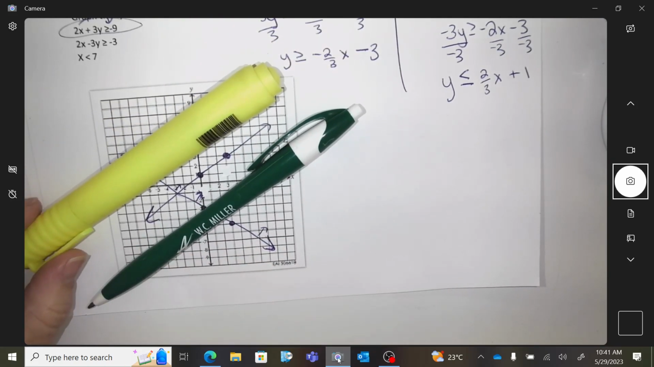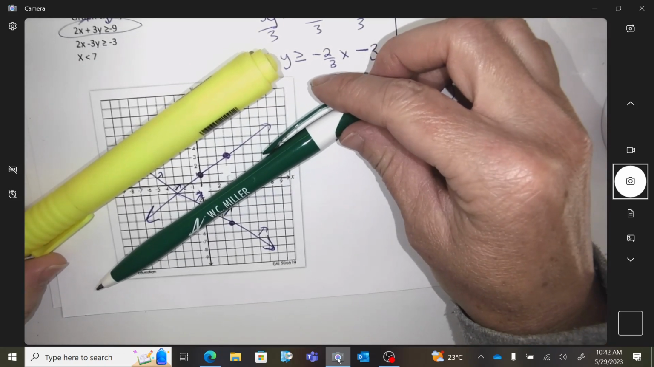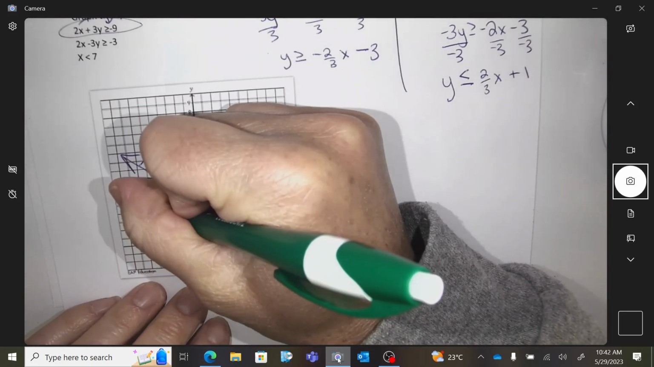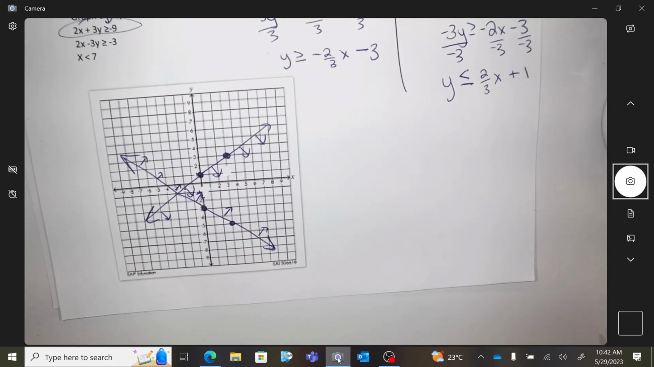Okay, you have 2 options. What do you think? Less than. Which one looks less? Pen or highlighter side is the less than side. The pen side again. So down. So that side of it.